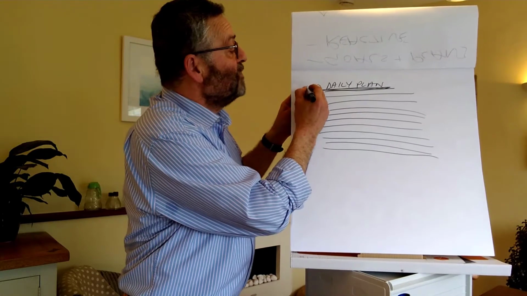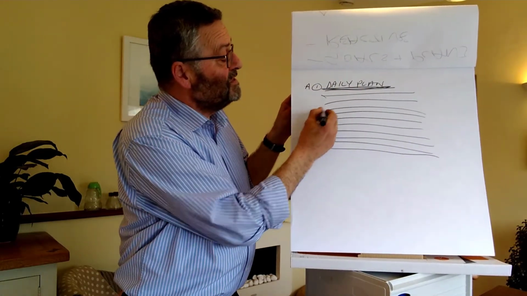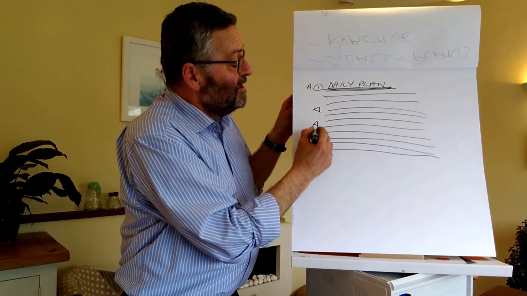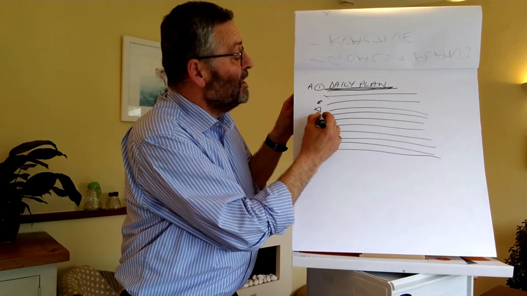No point in doing it at all. Therefore, it's an A. So we now know that 1A is our daily plan. Let's say there's a few other things here. Another A there, another A there, and a B there, and a B there, and a B, and then a C, and a C, and another B, and a C.